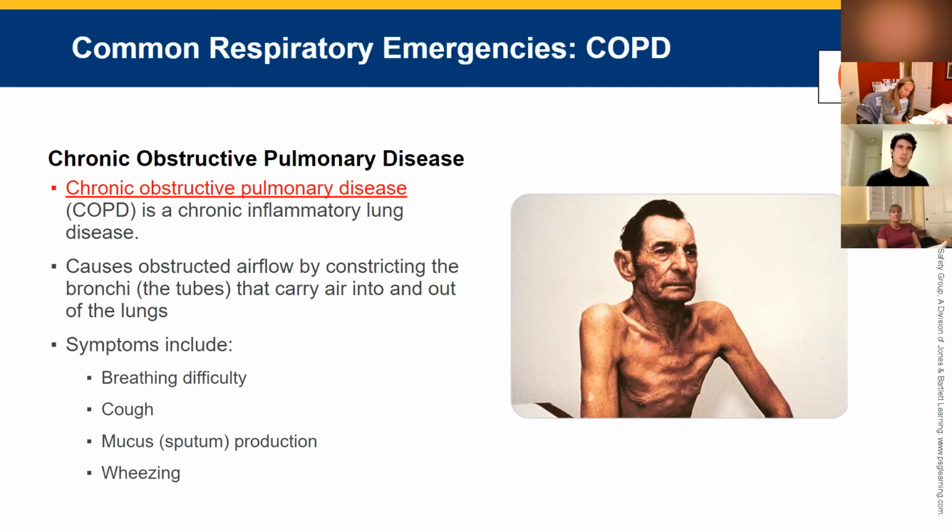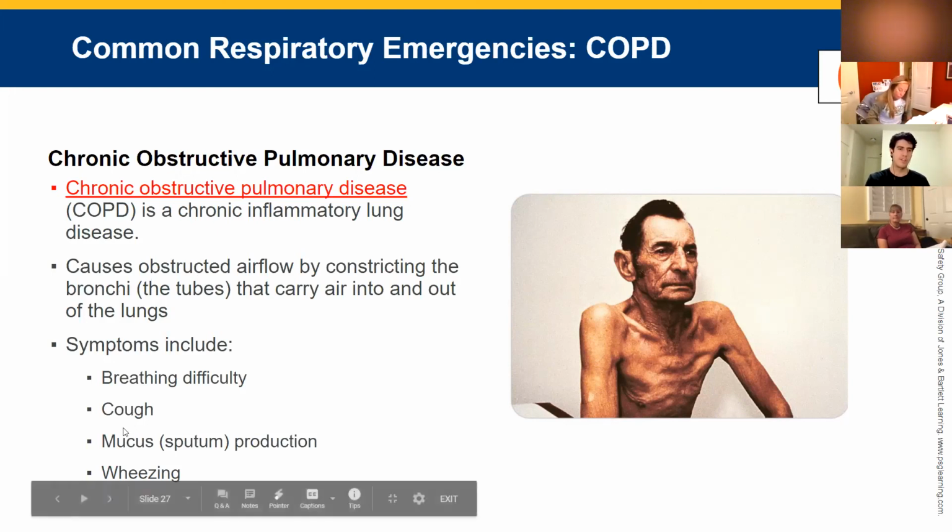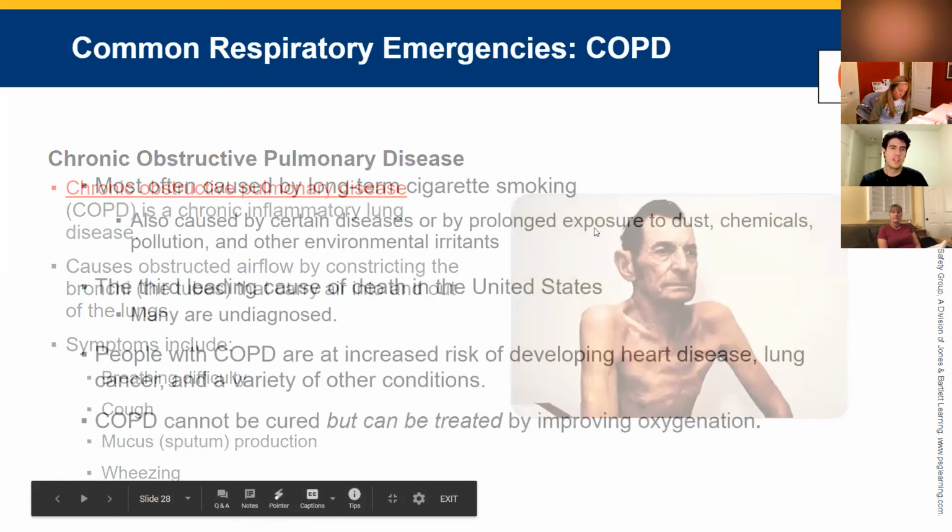You're going to develop some obstruction, some inflammation, some scarring, and then you're going to have COPD, where it's more difficult to breathe. So you'll have constricted tubes in your airway, and it'll cause you to have difficulty breathing, cough, mucus production, and wheezing. Most often caused by cigarettes.